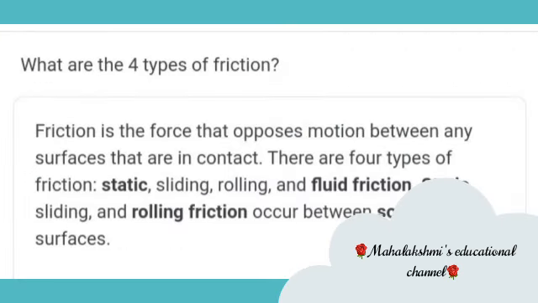What are the four types of friction? Friction is the force that opposes motion between any surfaces that are in contact. There are four types of friction: static friction, sliding friction, rolling friction, and fluid friction. Static, sliding, and rolling friction occur between solid surfaces.